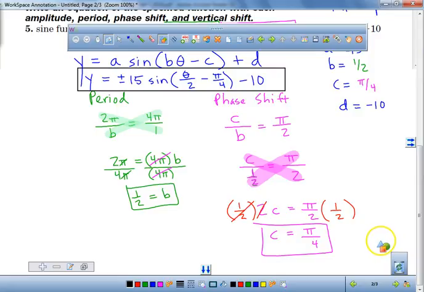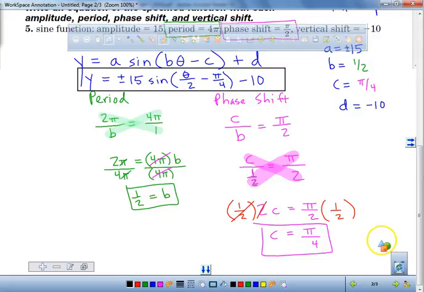And that's the step-by-step method of how to find your A, B, C, and D for every single sine and cosine function, if you are given your amplitude, your period, your phase shift, and your vertical shift.